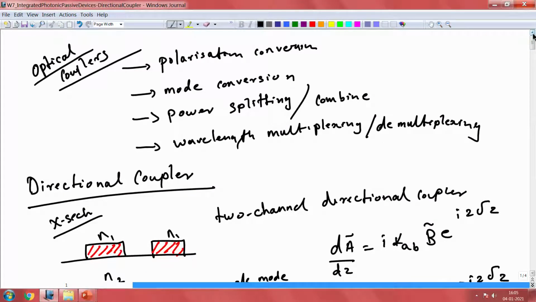So first let us start from where we left off in the last lecture. We had a lot of discussion about coupling, like mode coupling and so on. Optical coupler is a general word you could use to cover a lot of different optical functions. You could have polarization conversion, mode conversion, power splitting, power combining operation, and you can also have wavelength selective operation, wavelength multiplexing, wavelength demultiplexing. So these are all the things optical coupling could do.